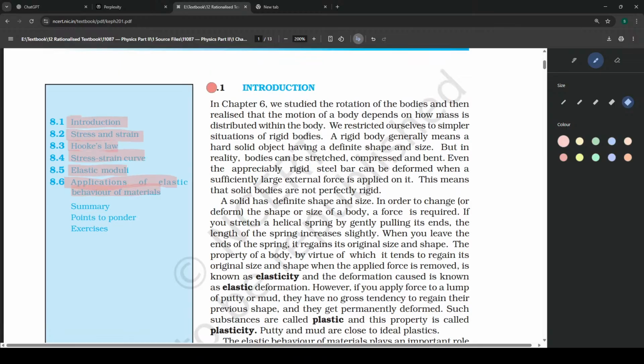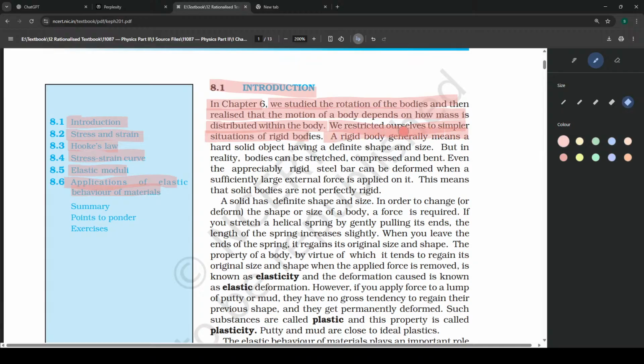Now let's start with the introduction here. In chapter 6, we studied the rotation of bodies and then realized that the motion of a body depends on how mass is distributed within the body. We restricted ourselves to simpler situations and rigid bodies.